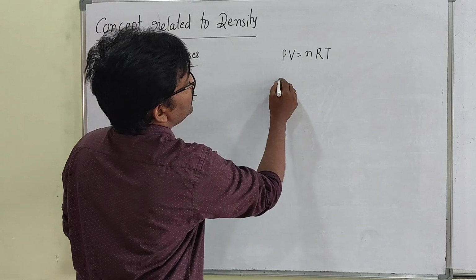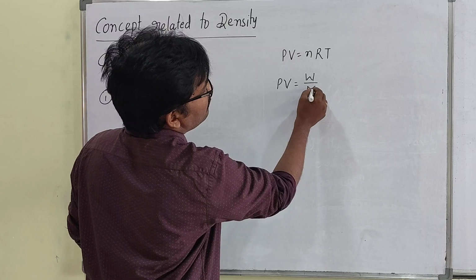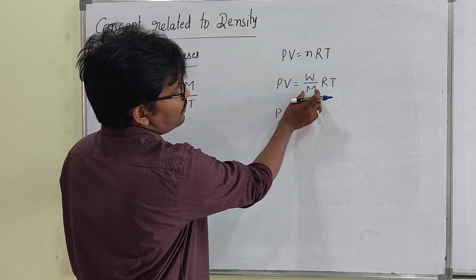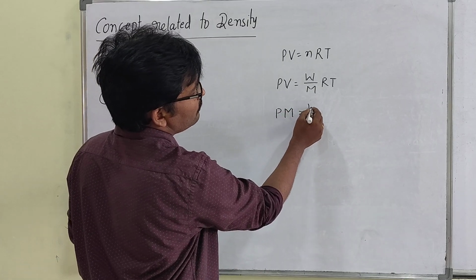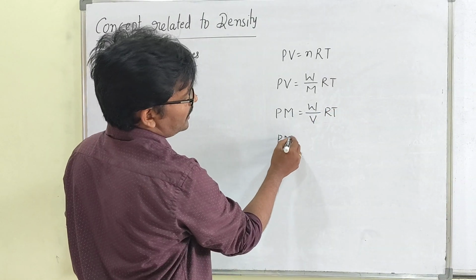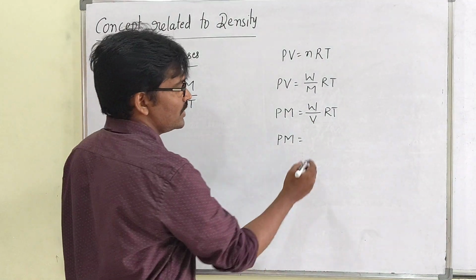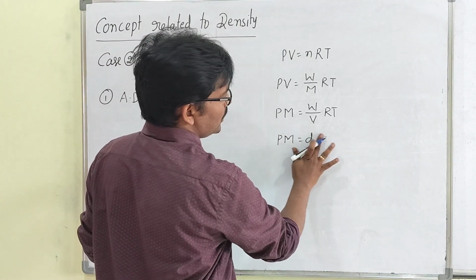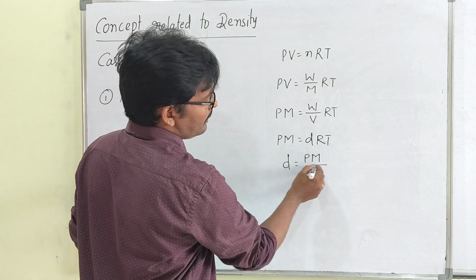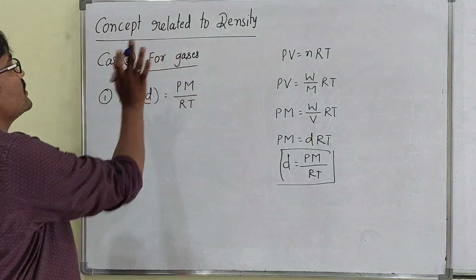Sir, here PV equals, in the place of number of moles, given weight divided by molecular weight you can take, right? So then R into T, right? So then P, sir, when molar mass is sent to this side, then you can get weight divided by volume, then into R into T. So then PM equals weight divided by volume, and mass divided by volume is called density, right? So density equals, density into R into T. So density equals PM divided by RT. So this is the formula to calculate absolute density of gases.